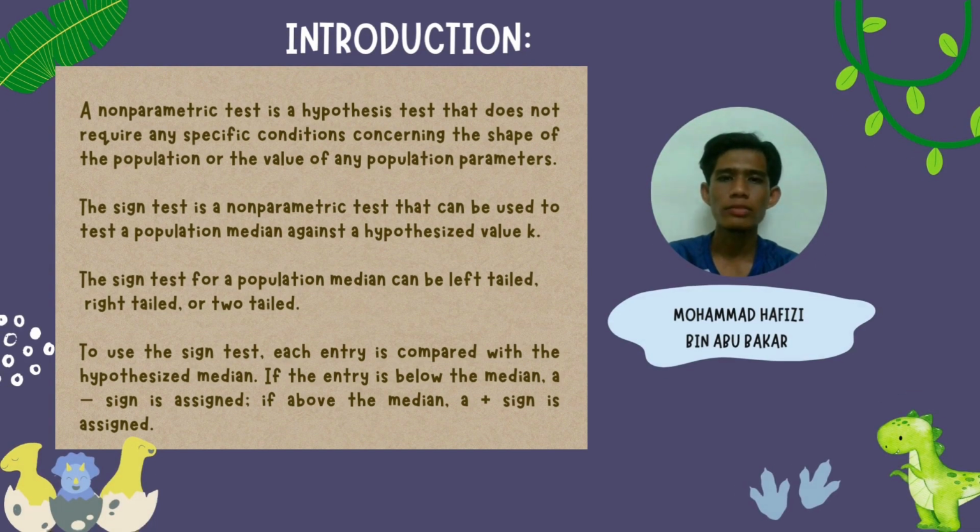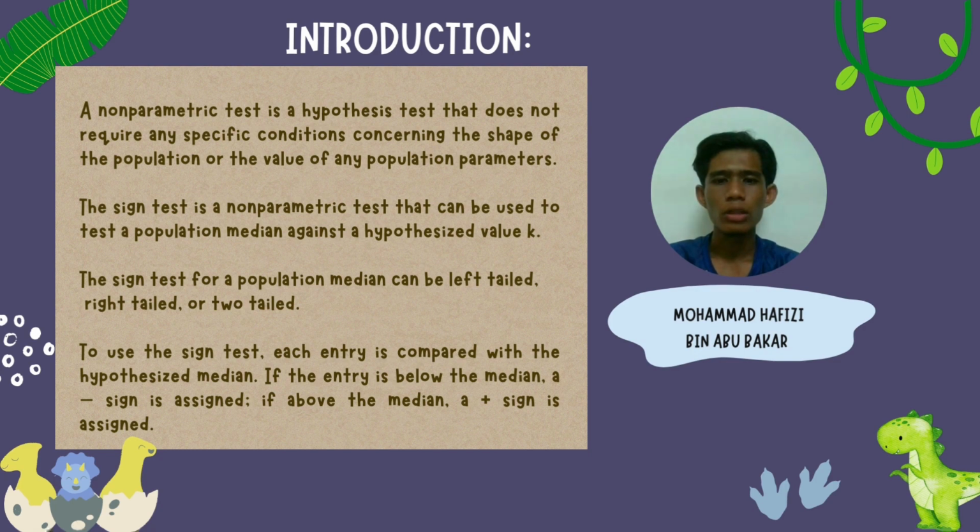We'll talk about the sign test for a population median. A non-parametric test is a hypothesis test that does not require any specific conditions concerning the shape of the population or the value of any population parameters. The sign test is a non-parametric test that can be used to test a population median against a hypothesis value k.